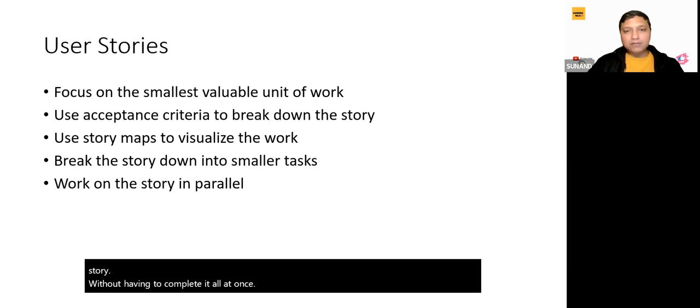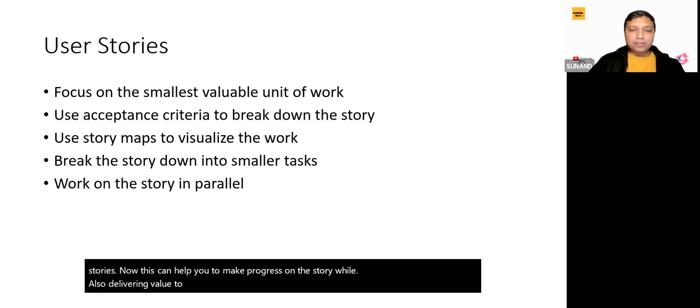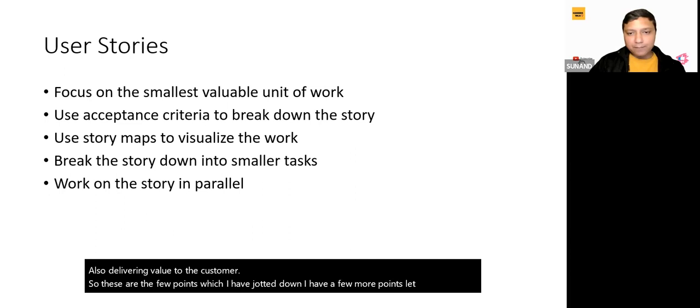The next thing which we can do is work on the story in parallel. If the user story is too large to be completed in a single iteration, you may be able to work on it in parallel with other stories. This can help you make progress on the story while also delivering value to the customer. So these are the few points which I have jotted down. I have a few more points. Let me share.